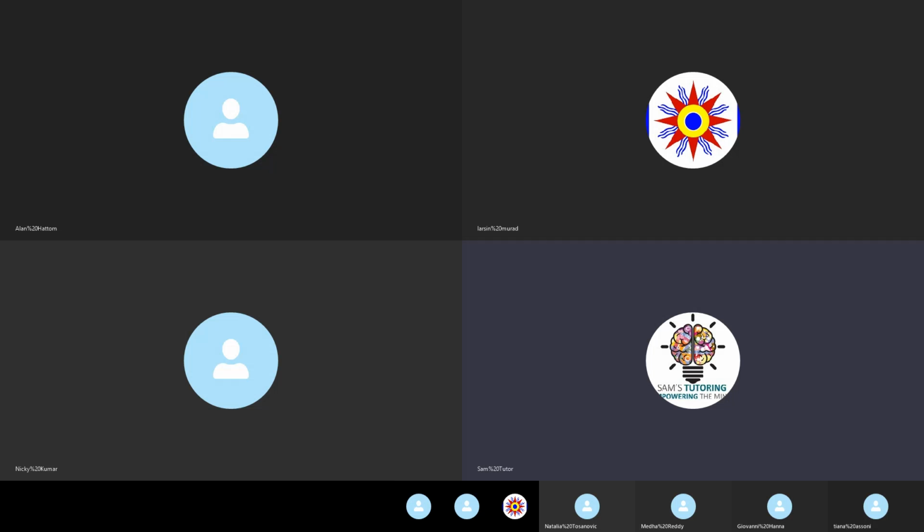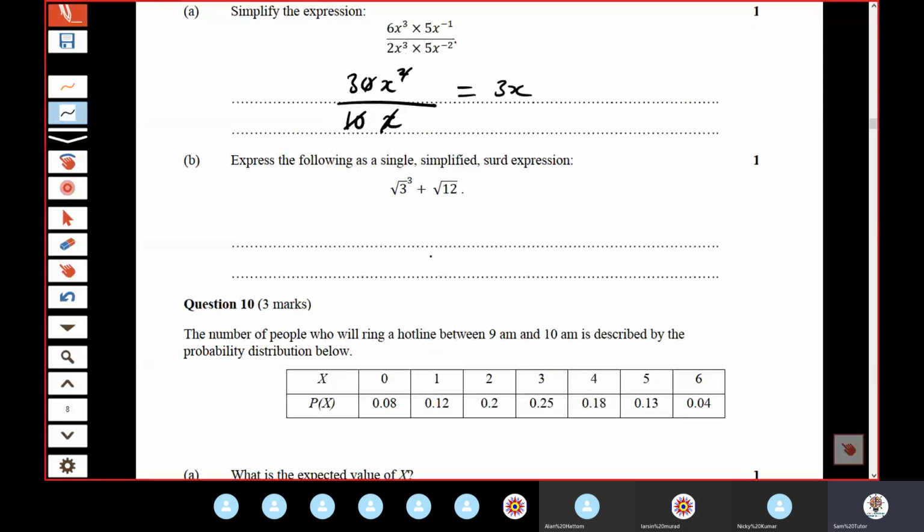And then the next one, expressed as a single simplified surd expression. Okay, so this becomes root 27 plus root 12. 27 is 9 times 3, which is 3 root 3. 12 is 4 and 3, which is 2 root 3. And the answer is 5 root 3.